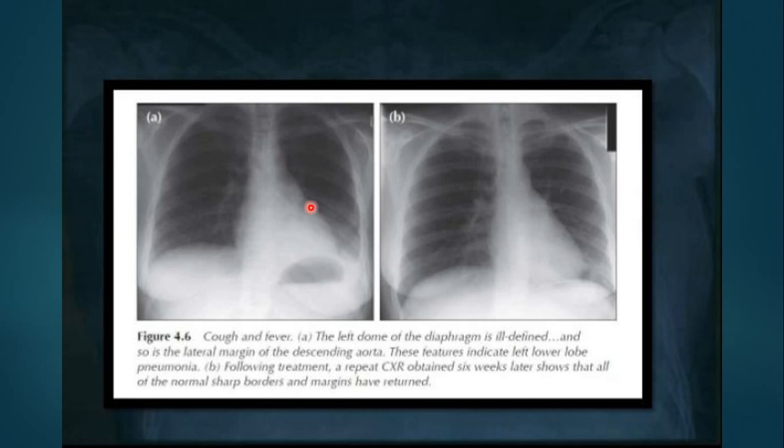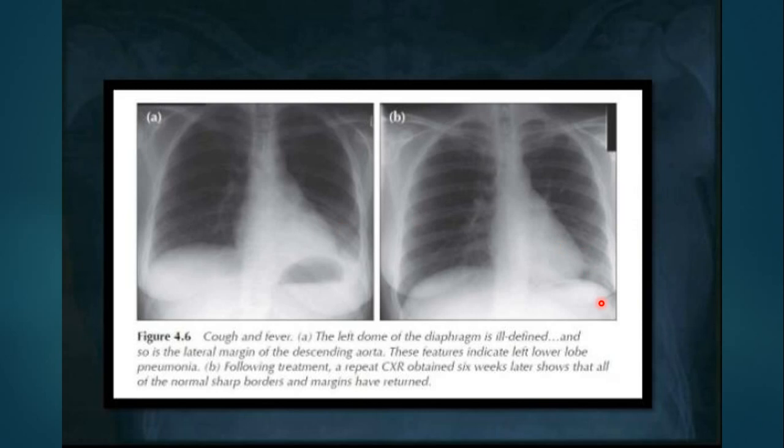If you look at the cardiac border, it is well defined. Why? Because the consolidation is in the lower lobe, not in the upper lobe. The diaphragm is silhouetted, the left heart border is not silhouetted. Okay, so here we could easily say there is a left lower lobe consolidation.